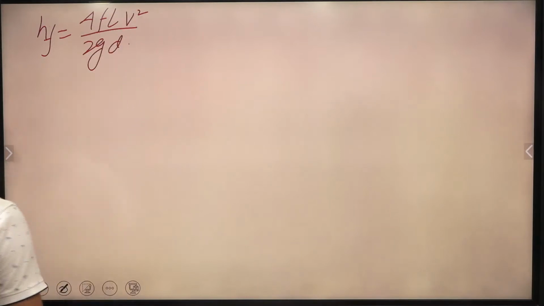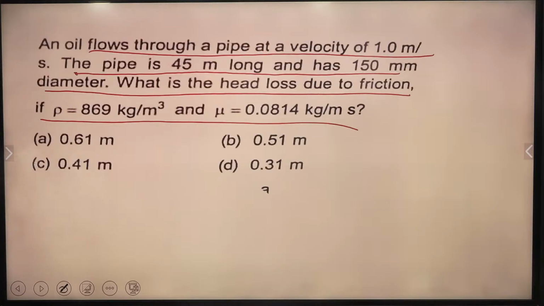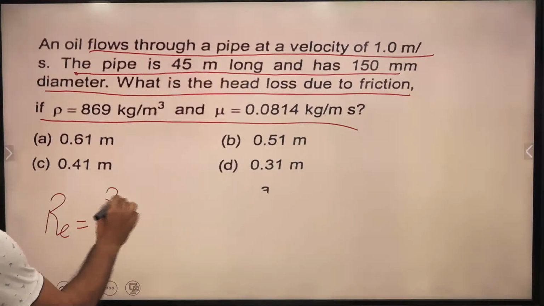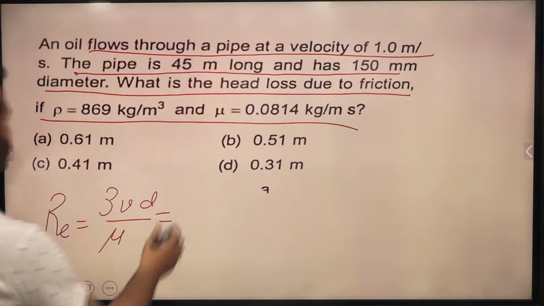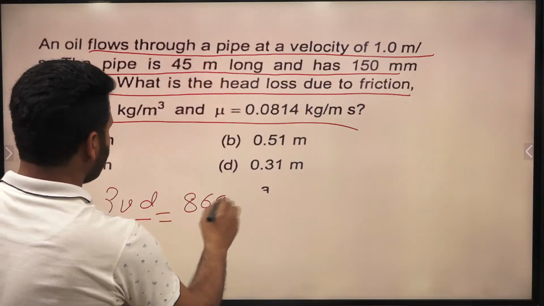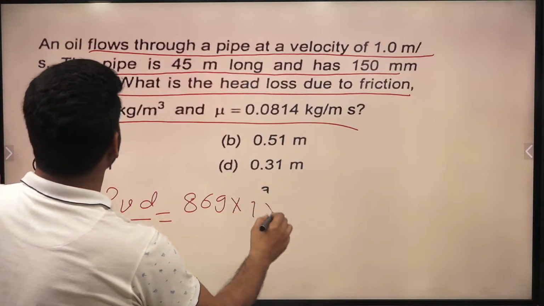Now, first of all, we have to know whether the flow is laminar or turbulent. Why do we have to know? Because we have to calculate the coefficient of friction. So let us check the Reynolds number. It is nothing but rho Vd upon mu. Rho is the density, which is given to us as 869. Velocity of flow is 1 meter per second.